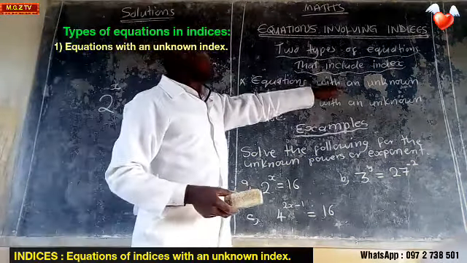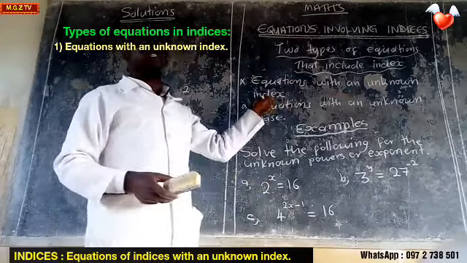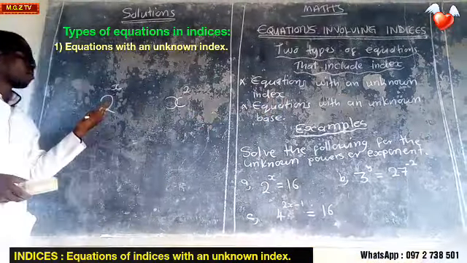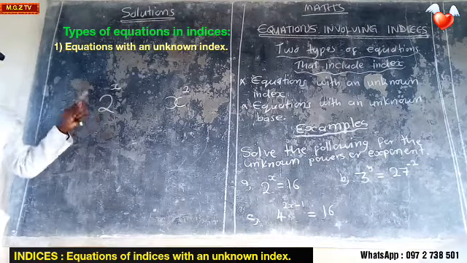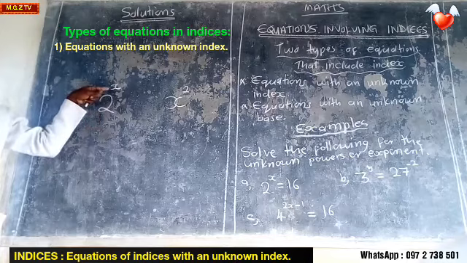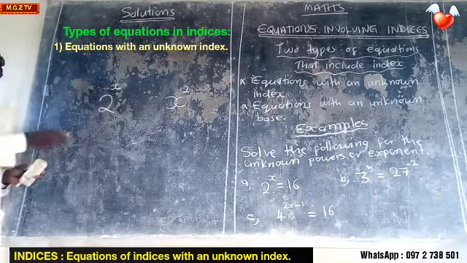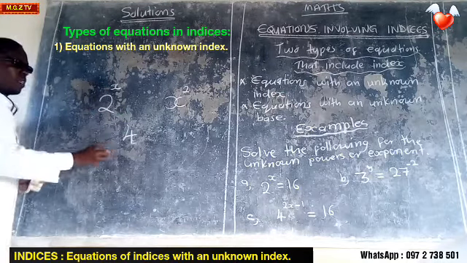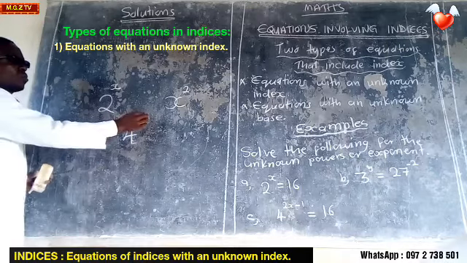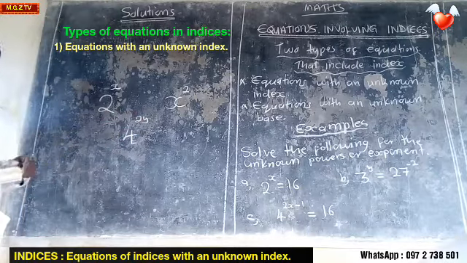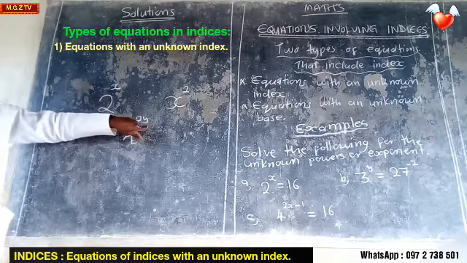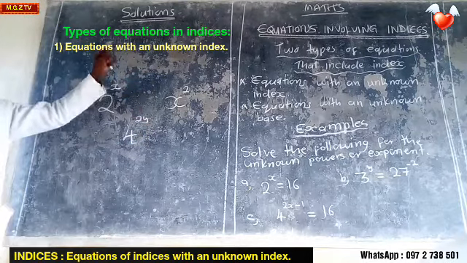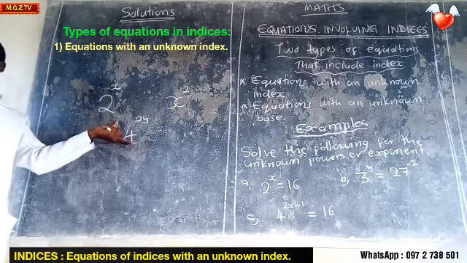Equations with an unknown index is where you have a base which is a number. All the bases are numbers, but the powers are different. I can have 4 as a base and 2y as the power. As long as there is a letter, this letter is unknown. I don't know the value of this letter. So with this one, I can't do anything yet.